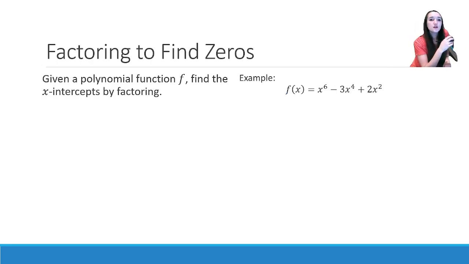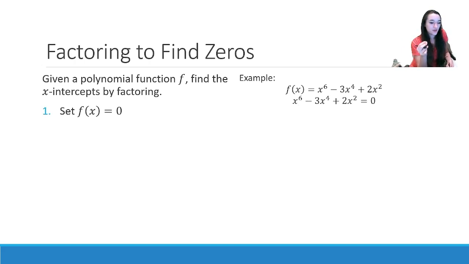All right. So now, to know a little bit more for certain, we talk about factoring to find those zeros when we're given an equation. So, given a polynomial function f, we want to find the x-intercepts by factoring. First, I'm going to set f of x equal to 0 because that's the whole point of finding x-intercepts or zeros, is to set our function equal to 0. So I have my function here, f of x equal to x to the 6th minus 3x to the 4th plus 2x squared, and it's set equal to 0.